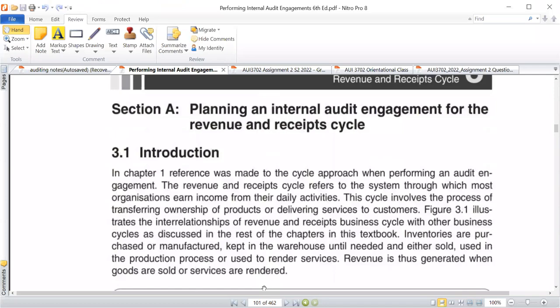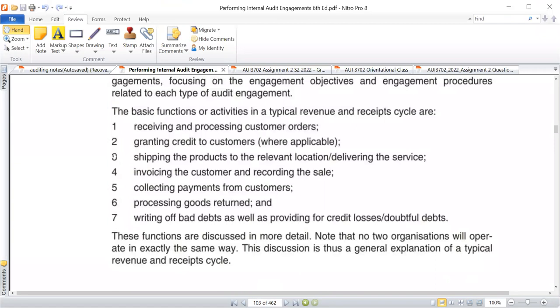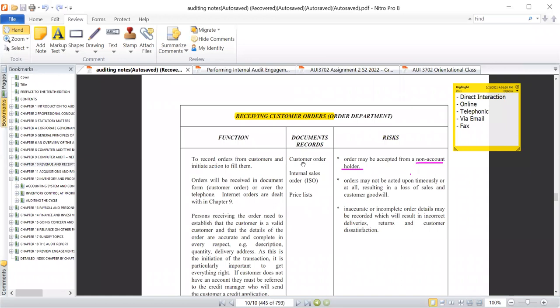So this is the revenue and receipt cycle. I just want to show you those functions anyways. I have notes on this as well, which I can share. Look at this. So these are the functions, in other words, stages that you perform when you're carrying out a revenue and receipt cycle. So there's receiving and processing customer orders. It's the same function that I'm trying to show you, but from a different source material, which is audit notes in this context. So it's the same thing here.